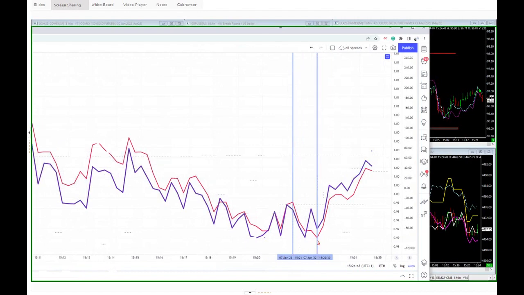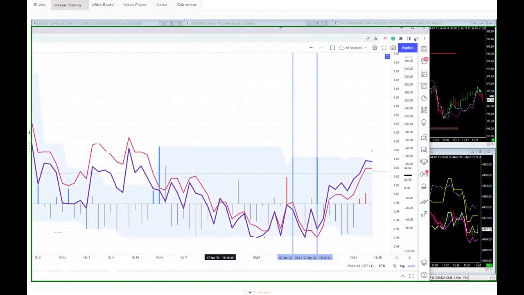You overlay that with volume and see if the volume punched, and the big volume didn't punch. Well, the big volume punched here and the big volume punched here. So these are two valid trade opportunities. And obviously, based on those two valid trade opportunities, I could have bought oil there.